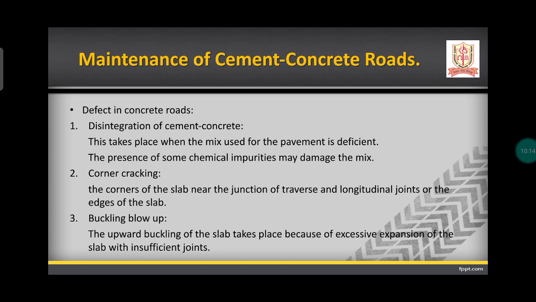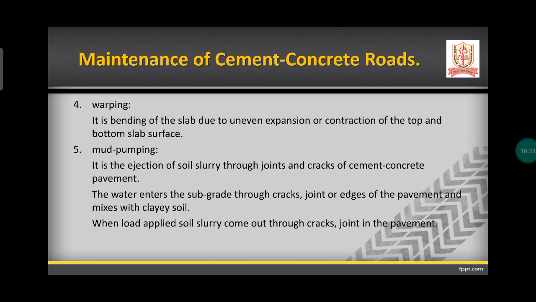Then blow up means the upward buckling of the slab takes place because of extensive expansion of the slab with insufficient joints. If the joint is insufficient, then the slab will buckle out, means it will come out, and because of that the blow up will happen in the cement concrete road. Then warping, it means the bending of the slab due to uneven expansion and contraction of the top and bottom slab surface.